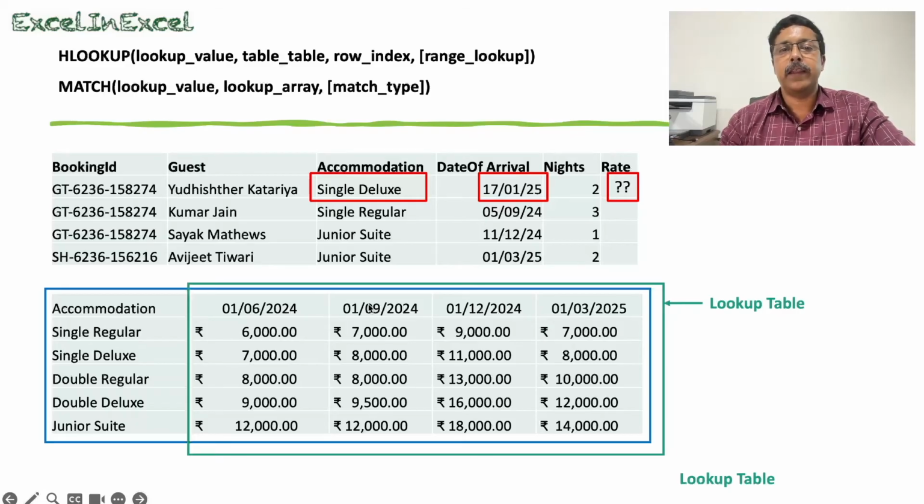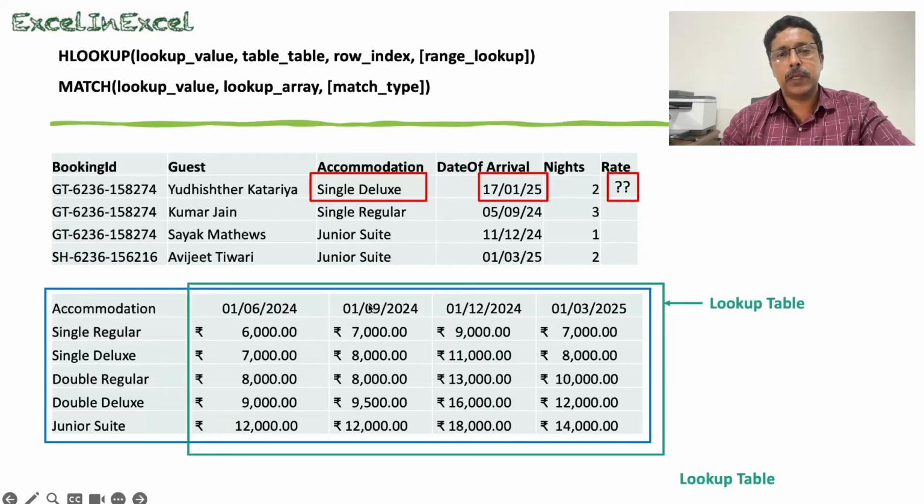Now that value will be decided by the accommodation that one takes. So if it is a single regular, it will be 9,000. If it is single deluxe, it will be 11,000. If it is double regular, it will be 13,000, and so on. Therefore, the question is, what is the row index that we are interested in? So the row index in this case, because it is single deluxe, would have been 3. 1, 2, 3. So the first row, of course, is the lookup values. Second row, third row. So the third row has the value for the single deluxe. But how do I find that third?